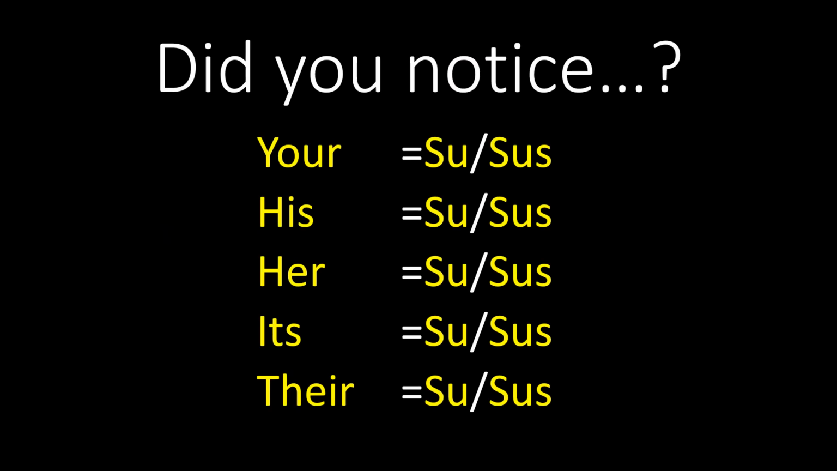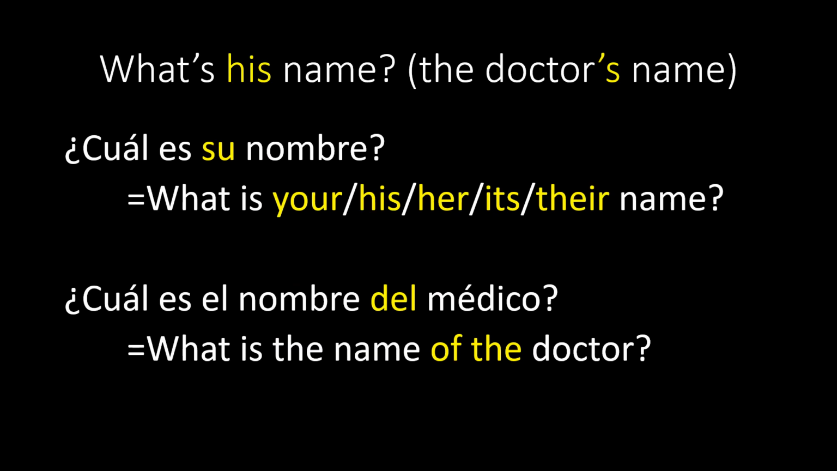Did you notice that? The words for your, his, her, its, and their are all the same. Su is singular and sus is plural, but they're all precisely the same word. So you see this creates some form of ambiguity. It's hard to tell if su or sus refers to your, his, her, its, or their. The ambiguity of having the same words, su and sus, to mean your, his, her, its, and their, creates some confusion at times in Spanish.